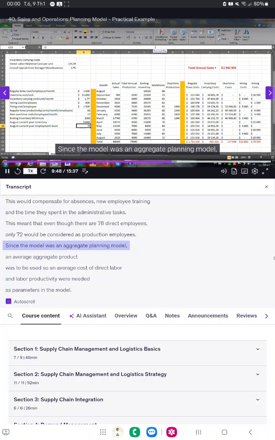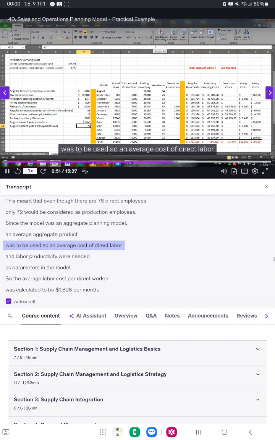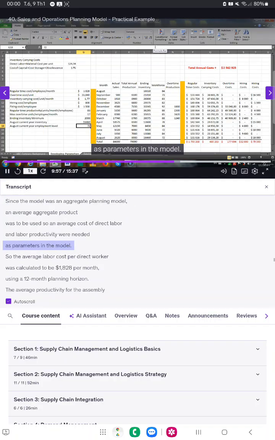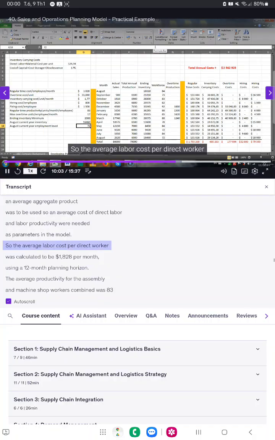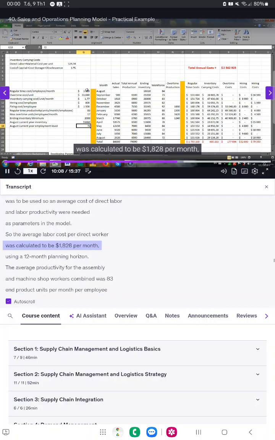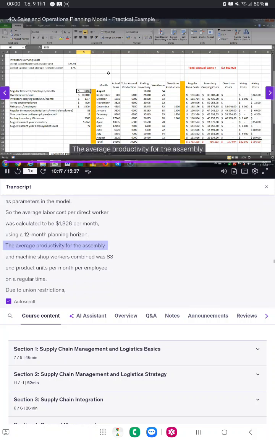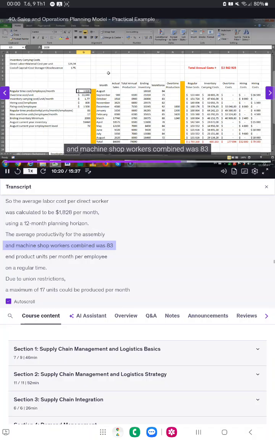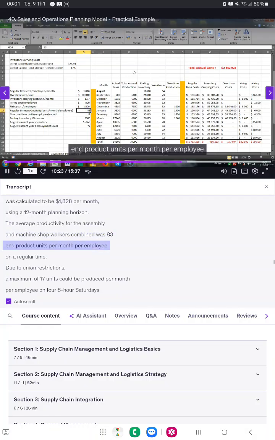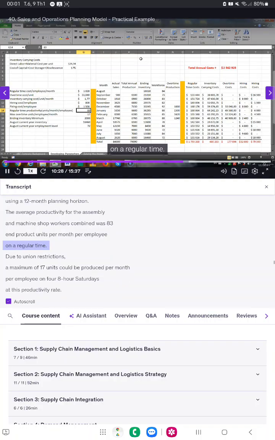Since the model was an aggregate planning model, an average aggregate product was to be used, so an average cost of direct labor and labor productivity were needed as parameters in the model. So the average labor cost per direct worker was calculated to be $1,828 per month, using a 12-month planning horizon. The average productivity for the assembly and machine shop workers combined was 83 end product units per month per employee on regular time.